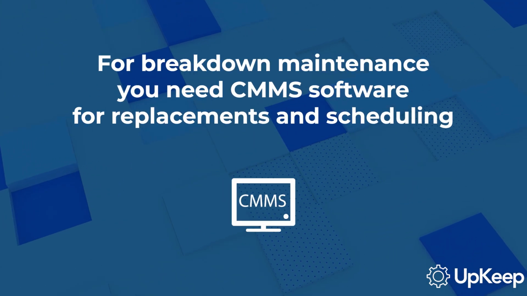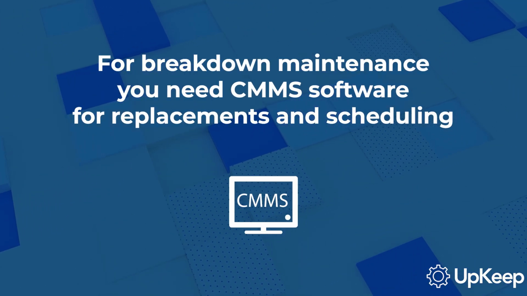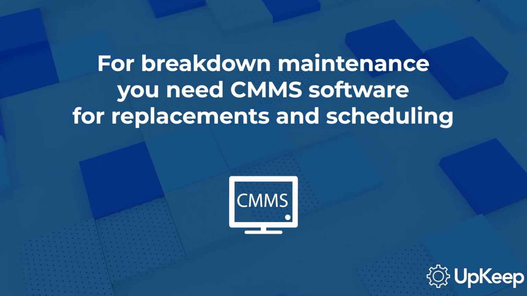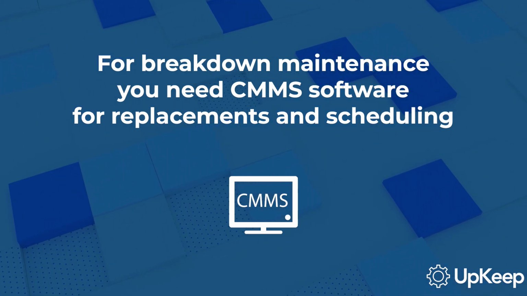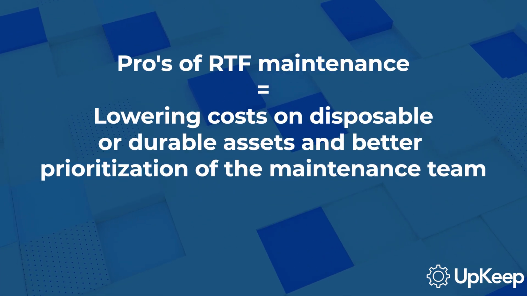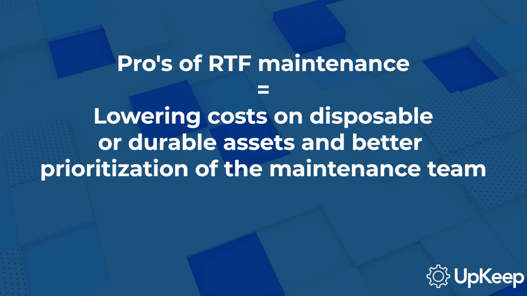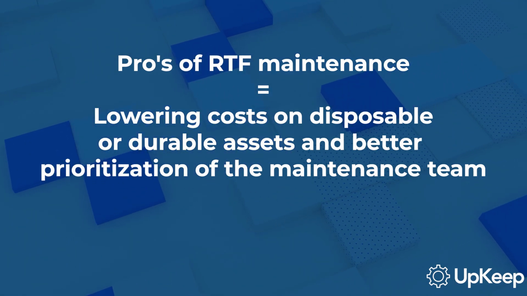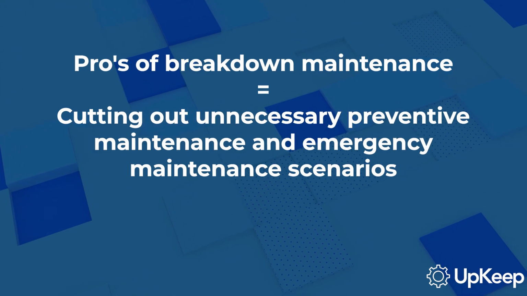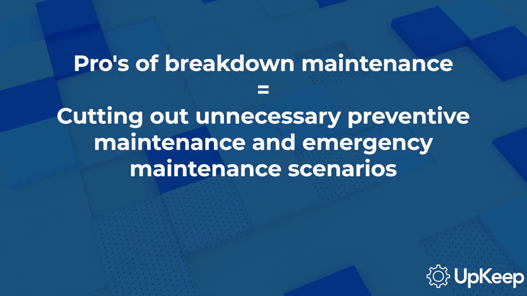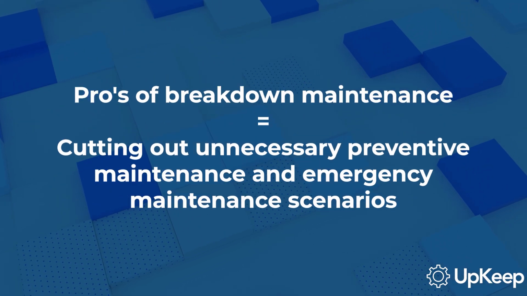For breakdown maintenance, you need maintenance software for downtime triggers like a CMMS, replacement parts or equipment for any RTF assets, and maintenance scheduling. The pros of RTF maintenance include drastically lowering costs on disposable or durable assets and better prioritization of the maintenance team. The pros of breakdown maintenance include cutting out unnecessary preventive maintenance and preparing staff for emergency maintenance scenarios.